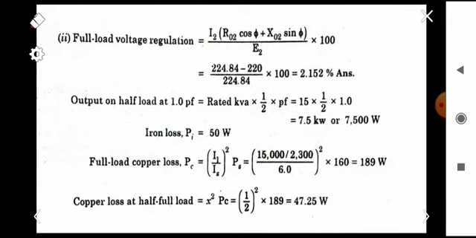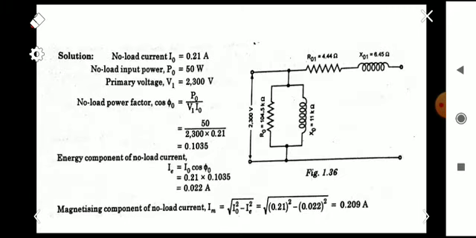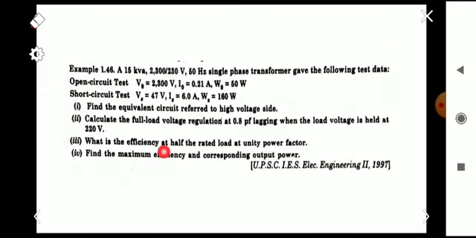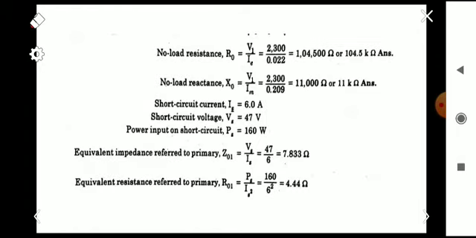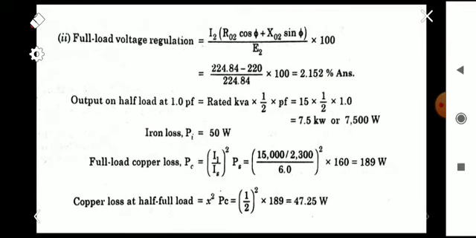And the third case is: what is the efficiency at half the rated load at unity power factor. We have to find the efficiency at half the rated load. Half the rated load means the current is half and also the load. Load is taken as half. So here we can find the third one.